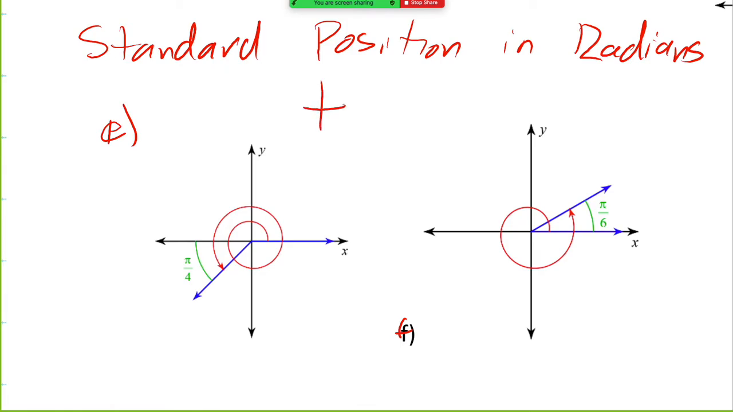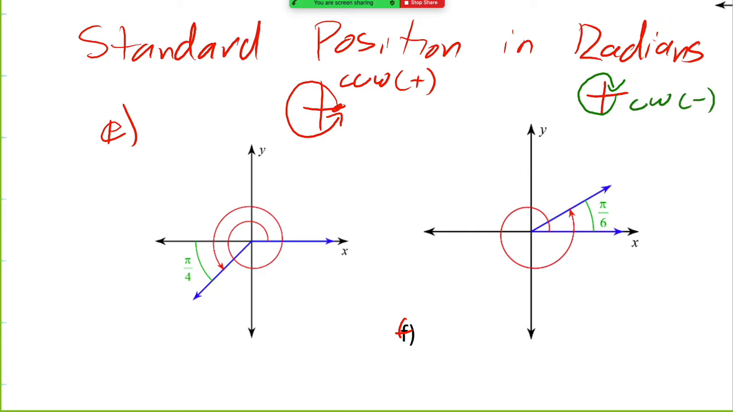If we're going from this horizontal line in this direction, that's considered counterclockwise, which means all of our measurements are positive. And if we're on the Cartesian plane and we're going, I'll just use a different color to show that, this way, this is clockwise, and all of our measurements will be negative, okay?